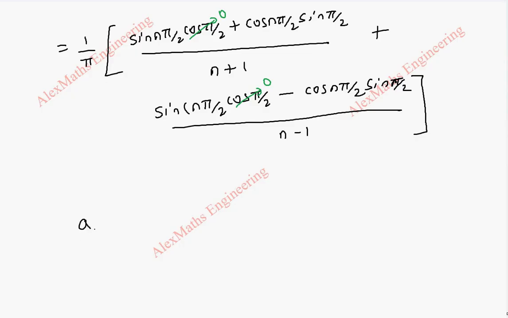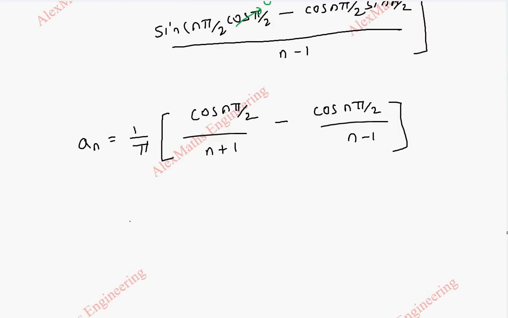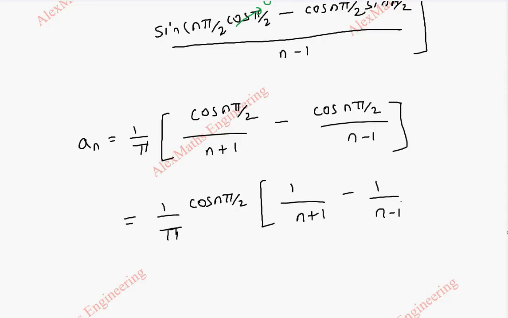So, an we have 1 by pi, cos n pi by 2 alone by n plus 1, plus, actually there is a minus sign. So, minus cos n pi by 2 by n minus 1. We can take cos n pi by 2 common outside, and this will be 1 by n plus 1 minus 1 by n minus 1.